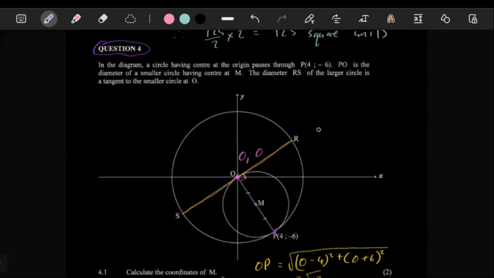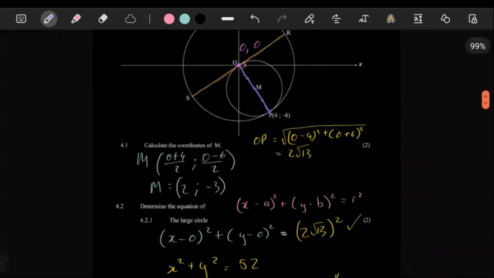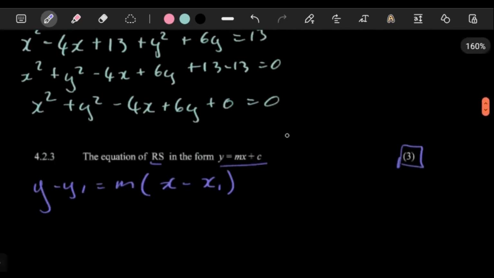Now the unfortunate thing is you don't have anything here, you don't have anything there. No coordinate. So this is where you have to think of your analytical geometry stuff. You have a line that it is perpendicular to. So you might as well get the gradient of OP and then use that to get the gradient of RS. Because remember, the gradient of OP times the gradient of RS should equal -1. So let's get the gradient of OP.